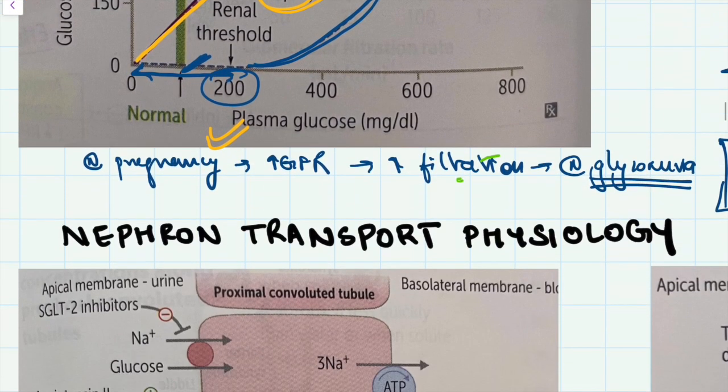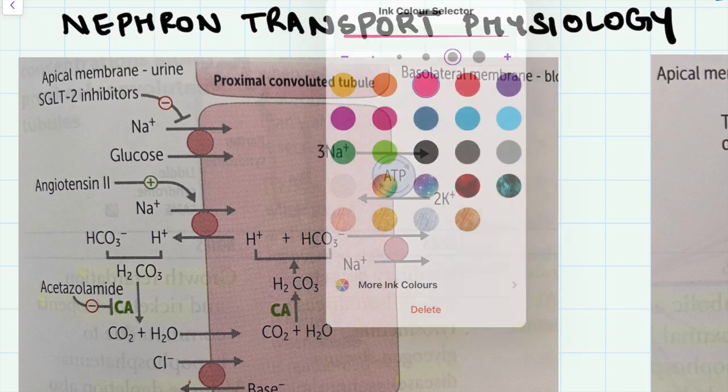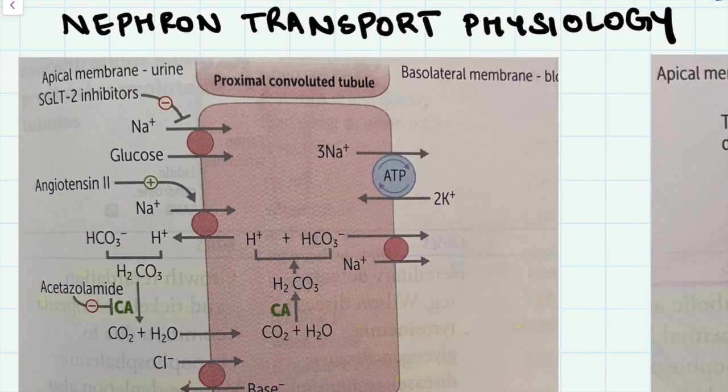So after this, let's look at the nephron transport physiology for each segment of the nephron, starting with the proximal convoluted tubule, right. The basolateral membrane is the one closest to a blood vessel, while the apical membrane, the epithelium of the PCT, is a brush border, right. And here mainly the reabsorptions take place.